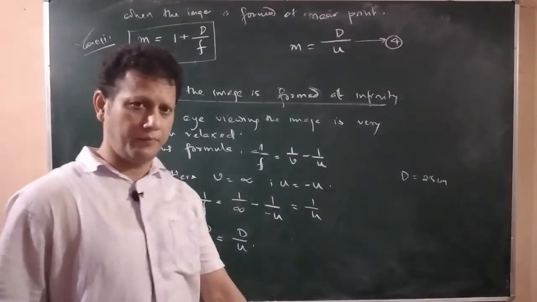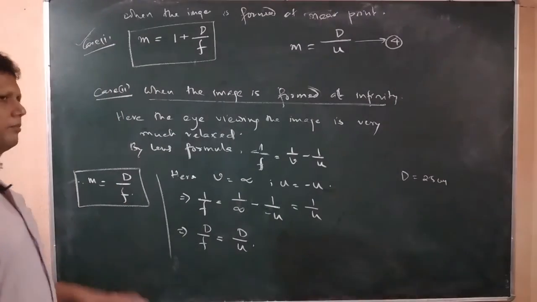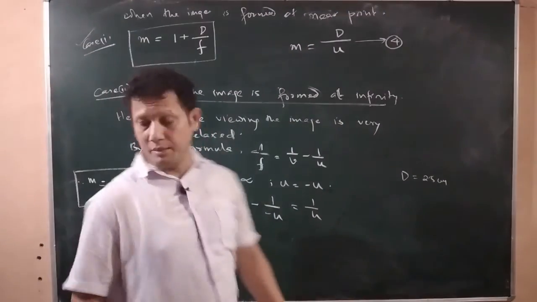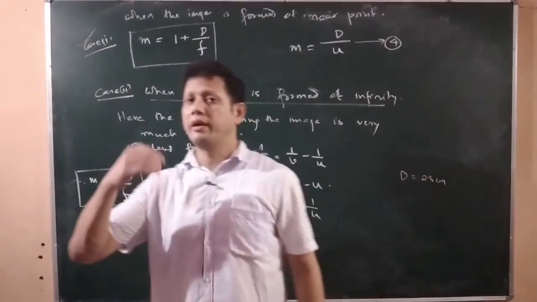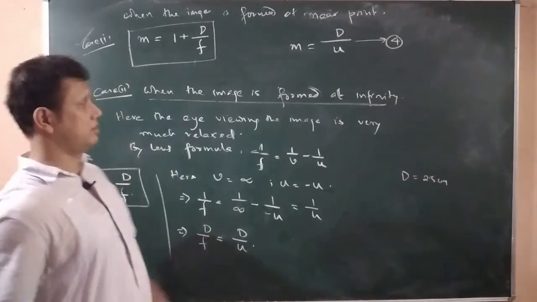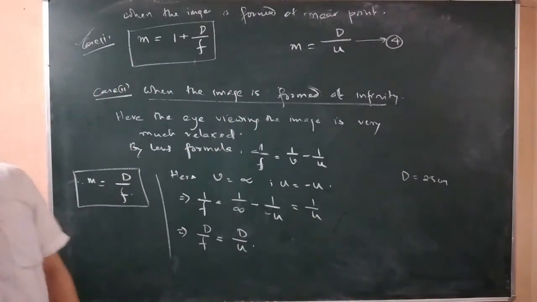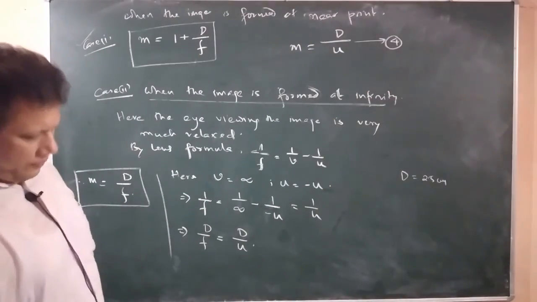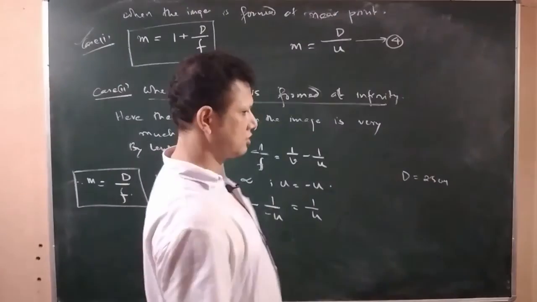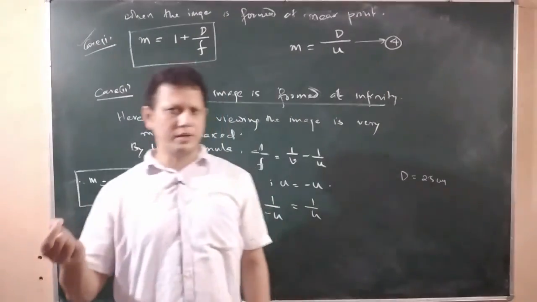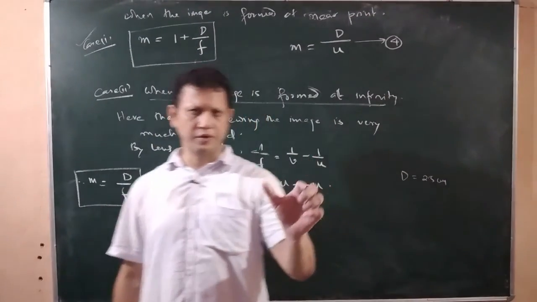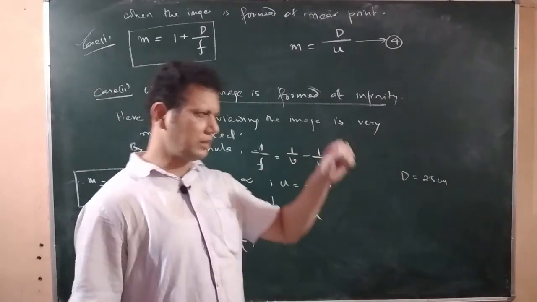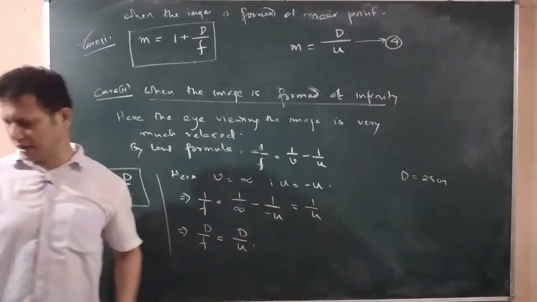Both these cases are very much important. So this is all about simple microscope. These two formulas will be applicable in the next microscope we study, so look at this carefully. For any microscope, the main function is to increase the size of an image of a given object.